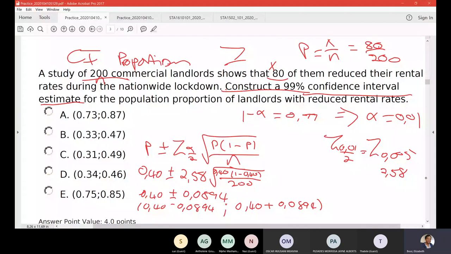And if we look at the answer here, it's in two decimals, so you will just keep your answers to two decimals. The first one, 0.40 − 0.0894, will give you 0.31. And on this side, 0.40 + 0.0894 will give you 0.49, which then means option C is the correct one.